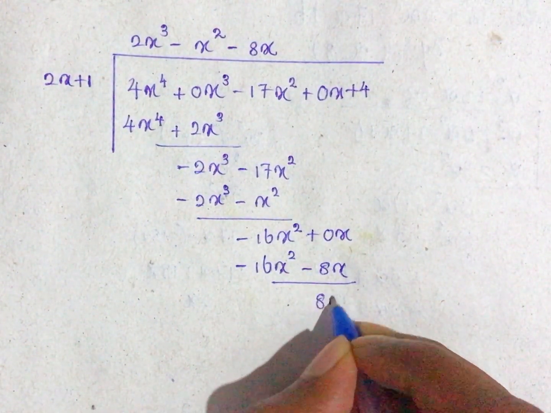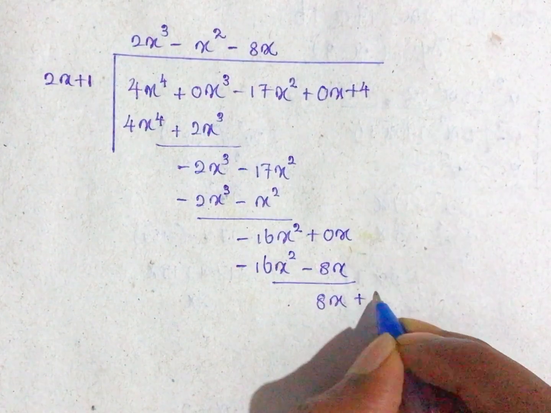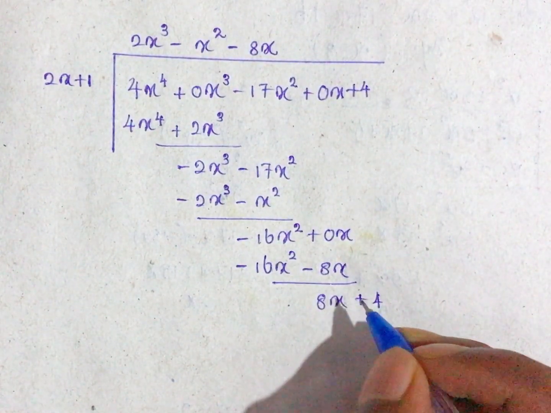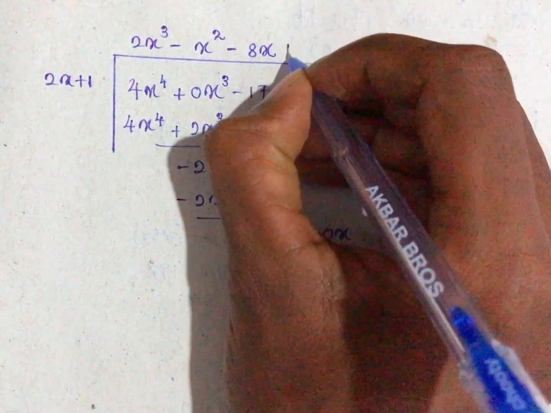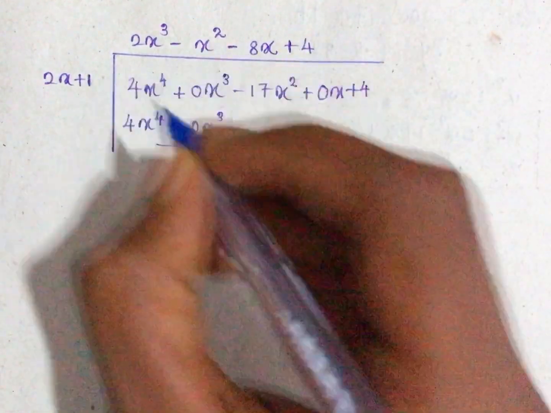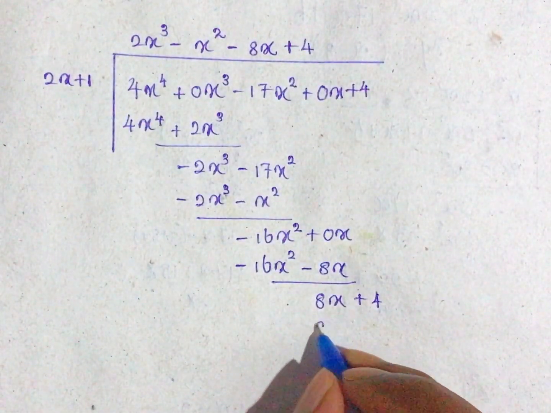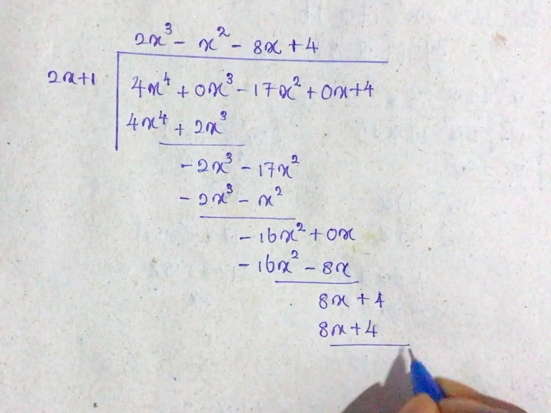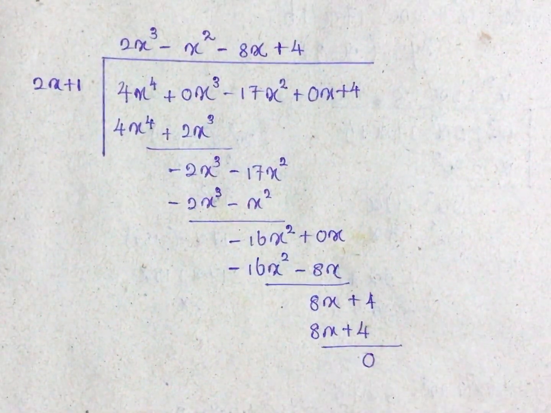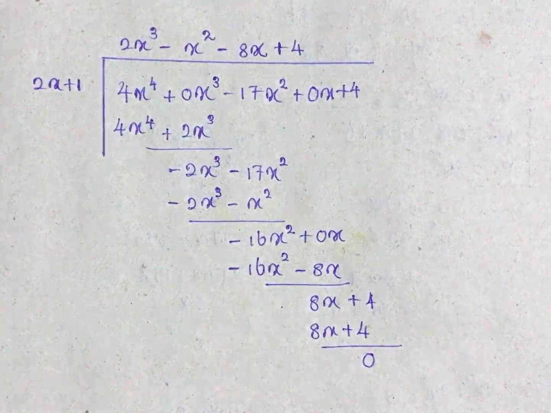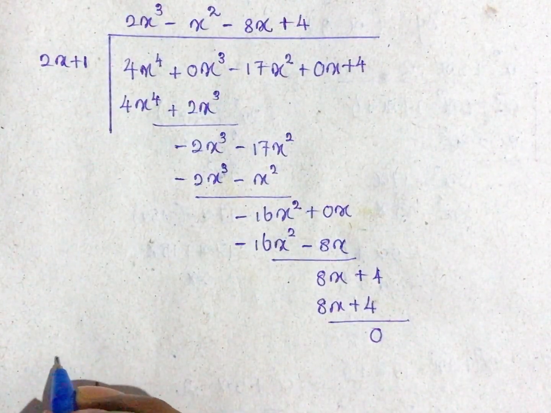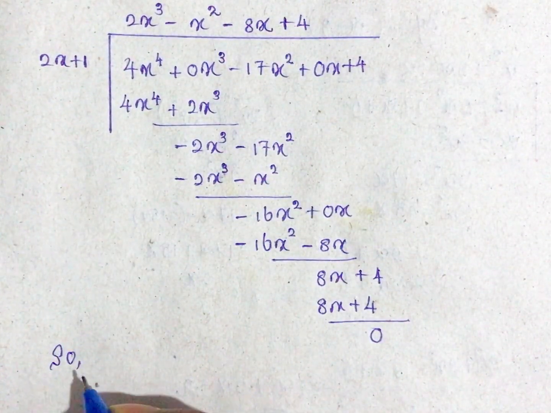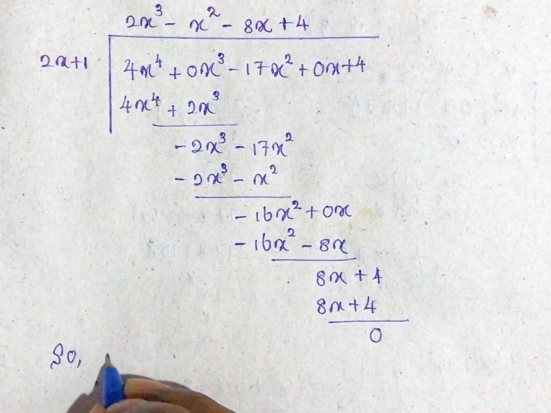After you subtract again, you will get 8x plus 4. This is the last term for the quotient. It is the number 4. When you multiply 4 by 2x plus 1, you get 8x plus 4. The remainder is then 0. I believe you got the point. Shall we finalize this answer?